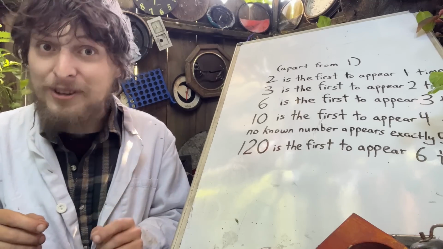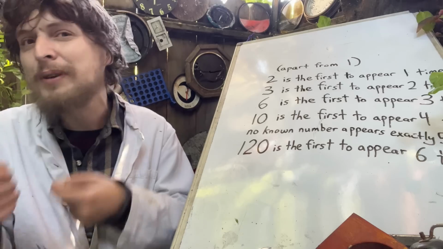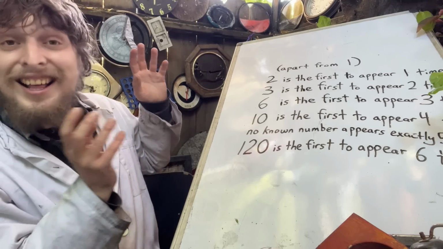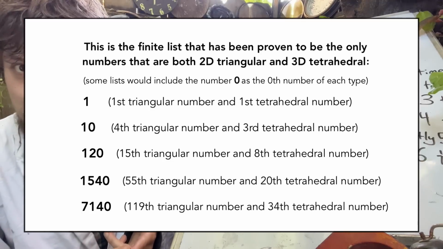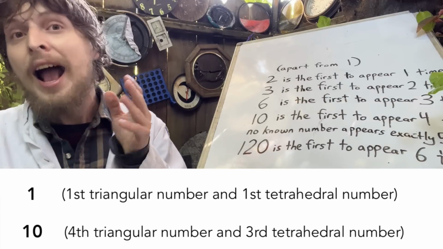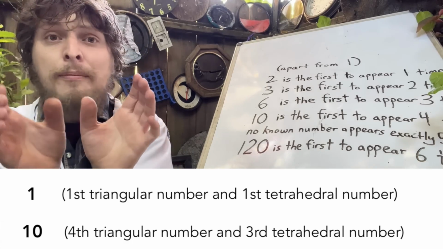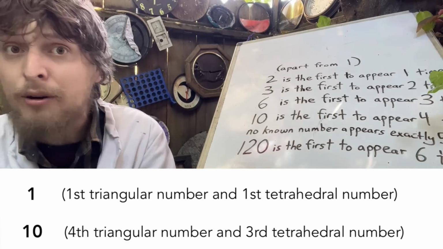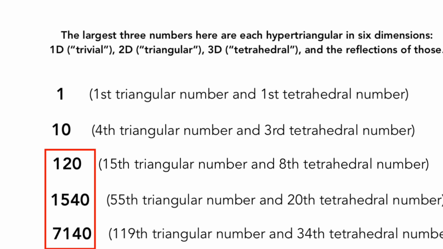Now, as far as numbers that are both tetrahedral and triangular, meaning they're hypertriangular specifically in dimensions 2 and 3, it has been proven that these are the only triangular tetrahedral numbers. Now, 1 does appear an infinite amount of times in Pascal's triangle, and as I noted, 10 has its triangular and tetrahedral nature be mirrors of each other, as opposed to each getting their own separate mirror. But the ones larger than 10 on this list do appear 6 times.